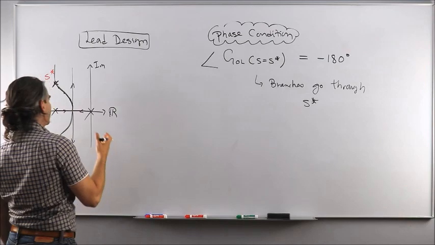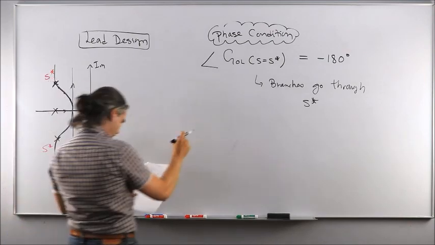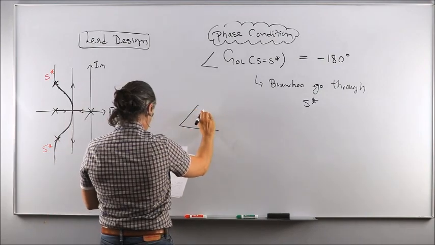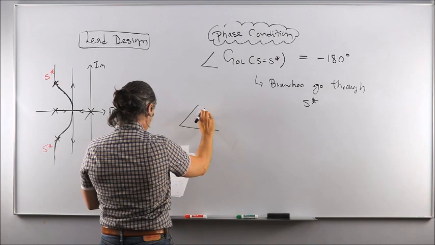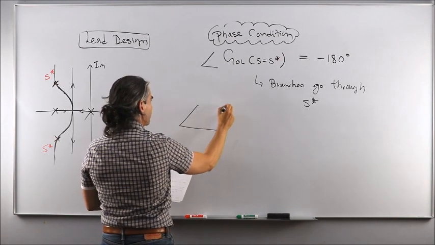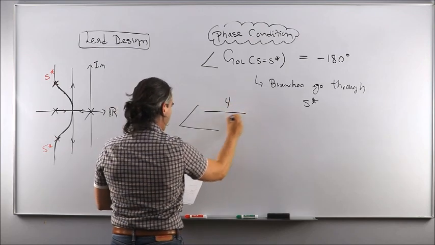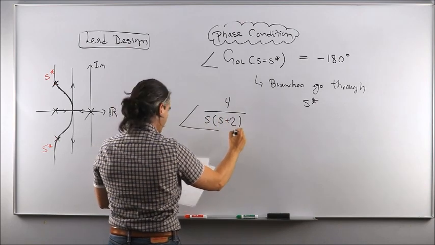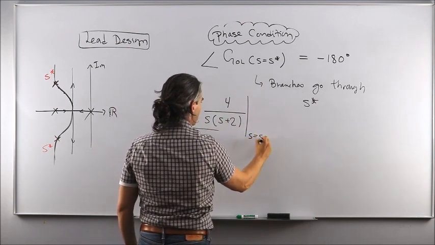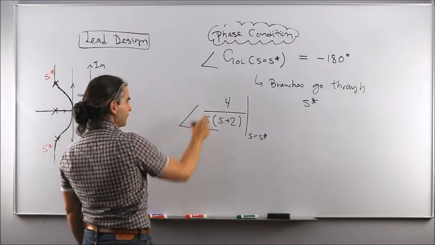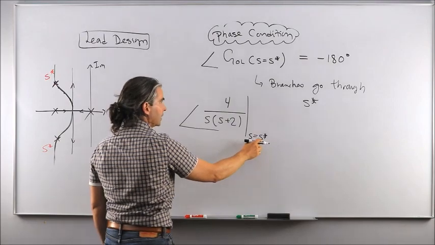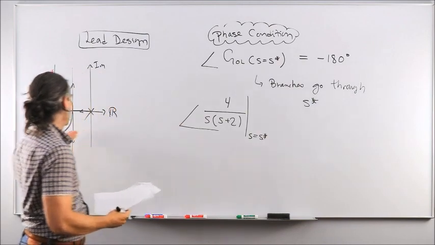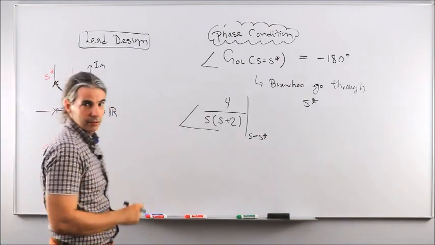So let's see what is my current phase. Okay? Well, the current phase of the system is the current phase of, what do we have? 4 over S times S plus 2, evaluated at the same point, S equal S star. Because if this phase evaluated at that point ends up being minus 180 degrees, the job is over. Because that tells you that the root locus already passes through the desired location. And that's it. We're pretty much done.